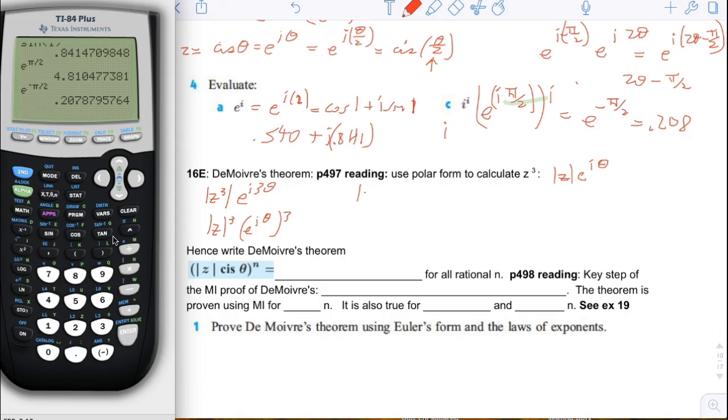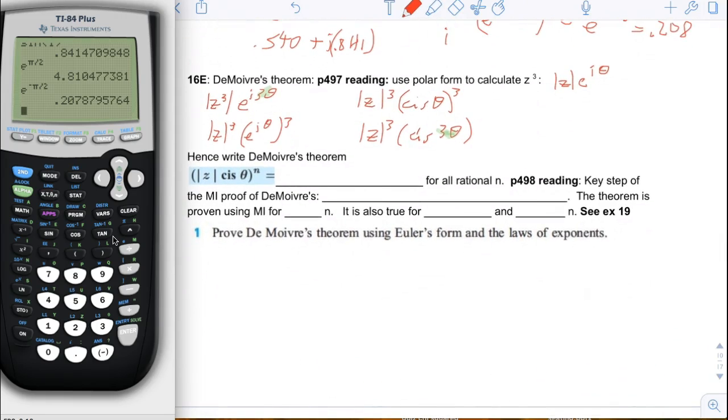Another way you could write it would be modulus of z cubed and cis θ cubed. And remember, when you multiply cis thetas together, you end up adding the arguments together. So it would be modulus z cubed cis 3θ. So there are different ways to write z cubed in Euler's or in cis θ form. I guess they wanted to know cis θ form.